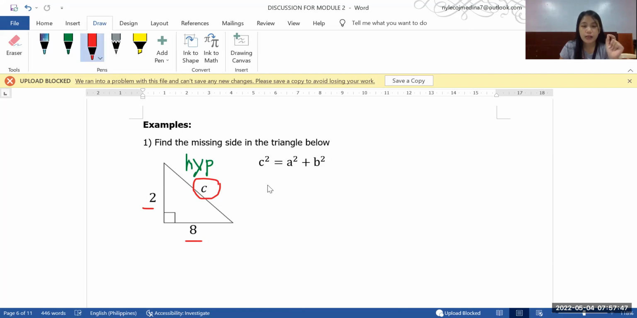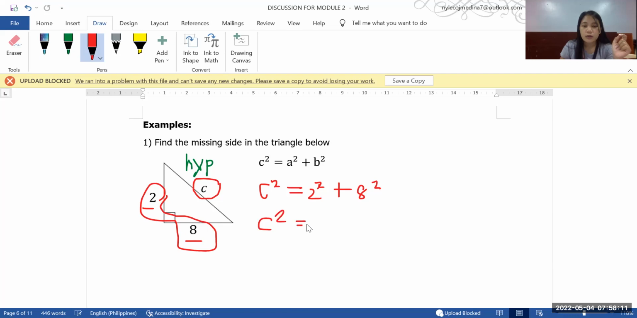Ang gagawin mo lang is to substitute. So C squared is equal to A squared plus B squared. So any of these two, mabalin mong usarin as A and B. Okay, so mabalin nga ni 2 ti A mo. So 2 squared, plus ti B ni 8. So 8 squared. So now, C squared is equal to 4 kasi 2 squared is 4 plus 8 squared is 64. So C squared is equal to 68.